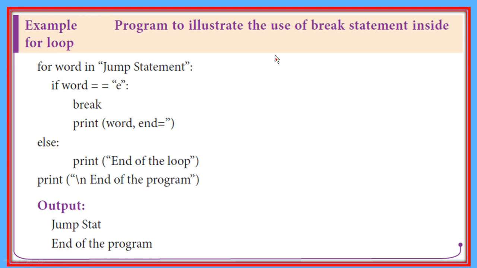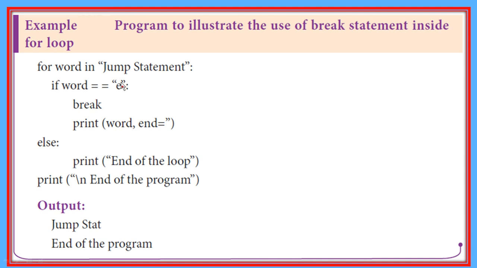This is another example for break statement inside the for loop, but here else is also used with the for loop. The else is part of the for loop. So if the break statement is executed, the else part is also skipped here.